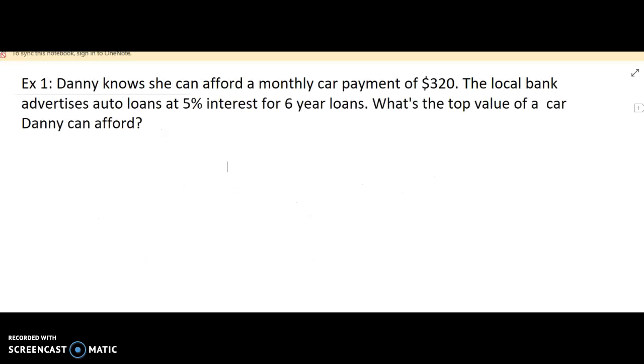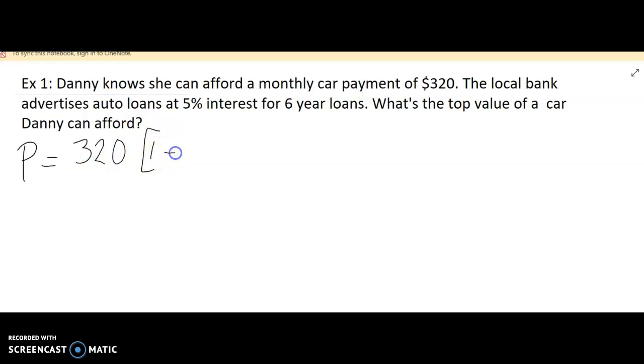Okay, so Danny knows she can afford a monthly car payment of $320. The local bank advertises auto loans at 5% interest for 6-year loans. What is the top value of a car Danny can afford? Okay, so she's kind of thinking through, what is that P value that I'm looking for? So let's go ahead and plug things into this formula. Danny's trying to find the principal amount of a car she can afford. She knows her monthly payment could be $320.